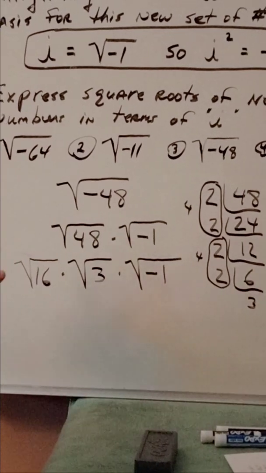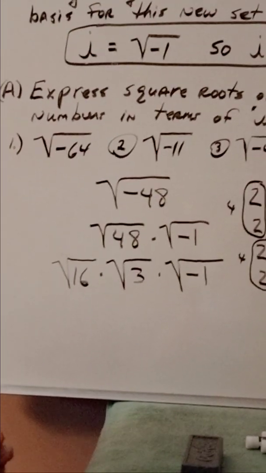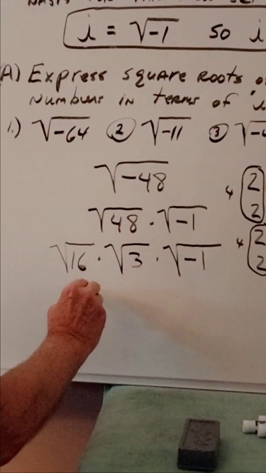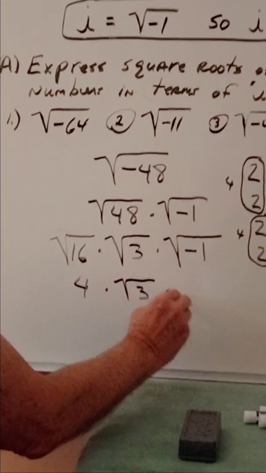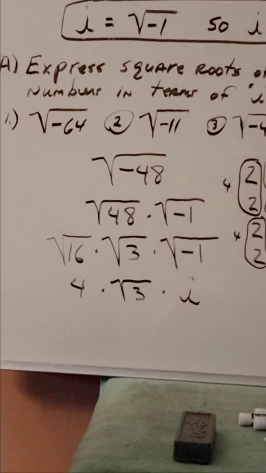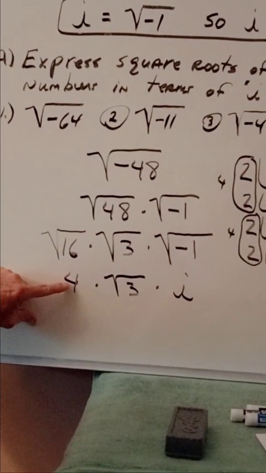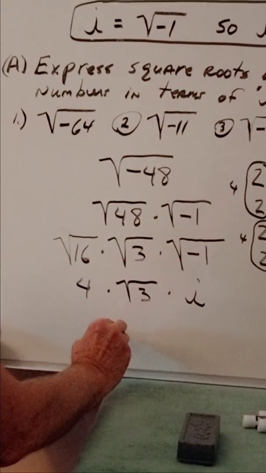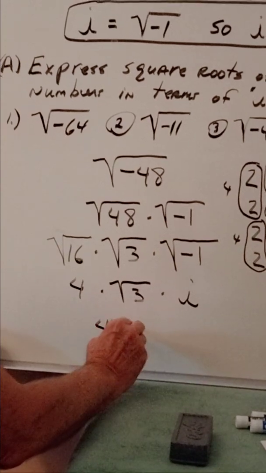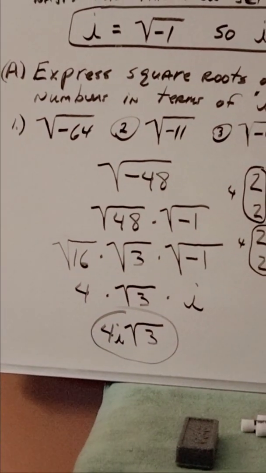And now let's begin to put this package together very carefully. There's no need in rushing. Enjoy it a bit. 4 times root 3 times i. We're going to commute, and we're going to multiply 4 times i, and we'll write the final answer as 4i root 3, and it is done.